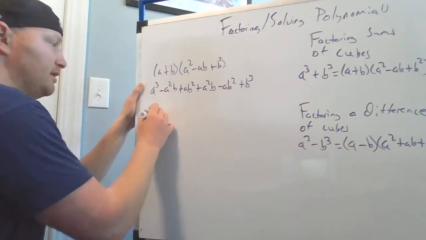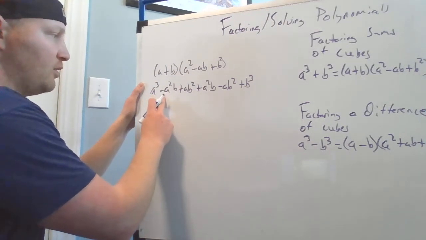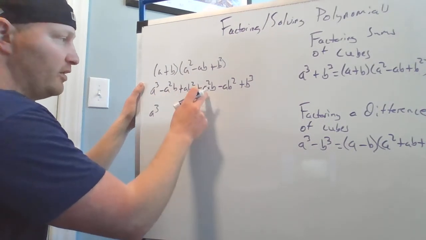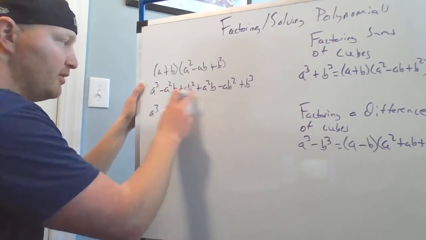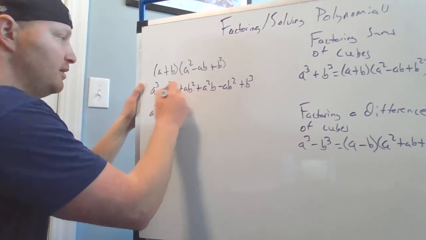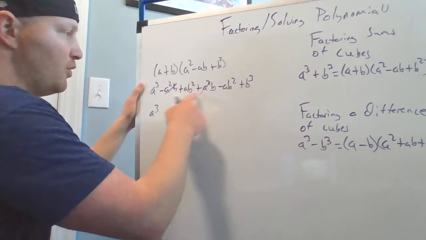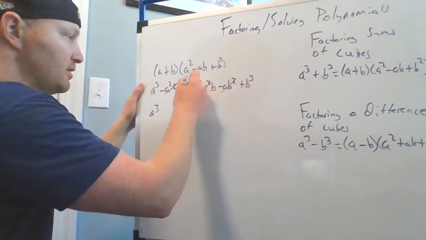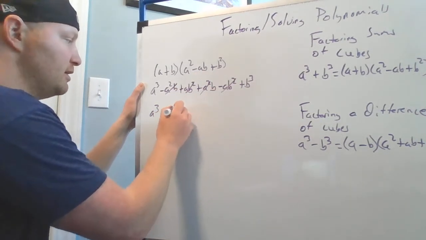I'm left with a to the third negative a squared b. Where's the like term? This is the only other like term because this is a squared b. They're the exact same. They cancel off. Done. ab squared minus ab squared cancels, and this is plus b to the third.